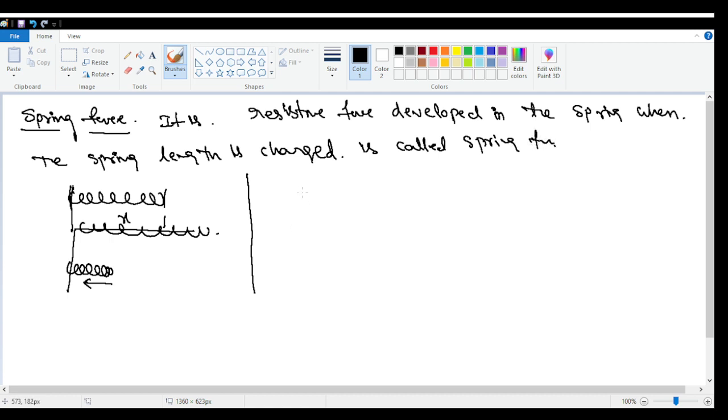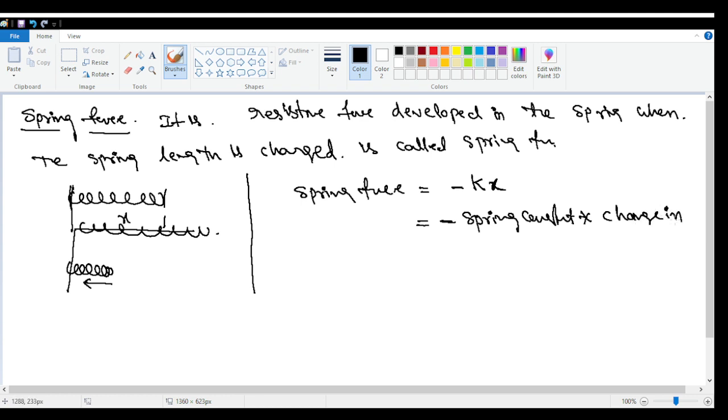So the spring force is equal to the negative sign of the spring constant into the extension of the spring. Let me write this one: negative sign of spring constant into the change in length of the spring. You need to remember here, the spring force is always in the opposite direction of the change in the spring.